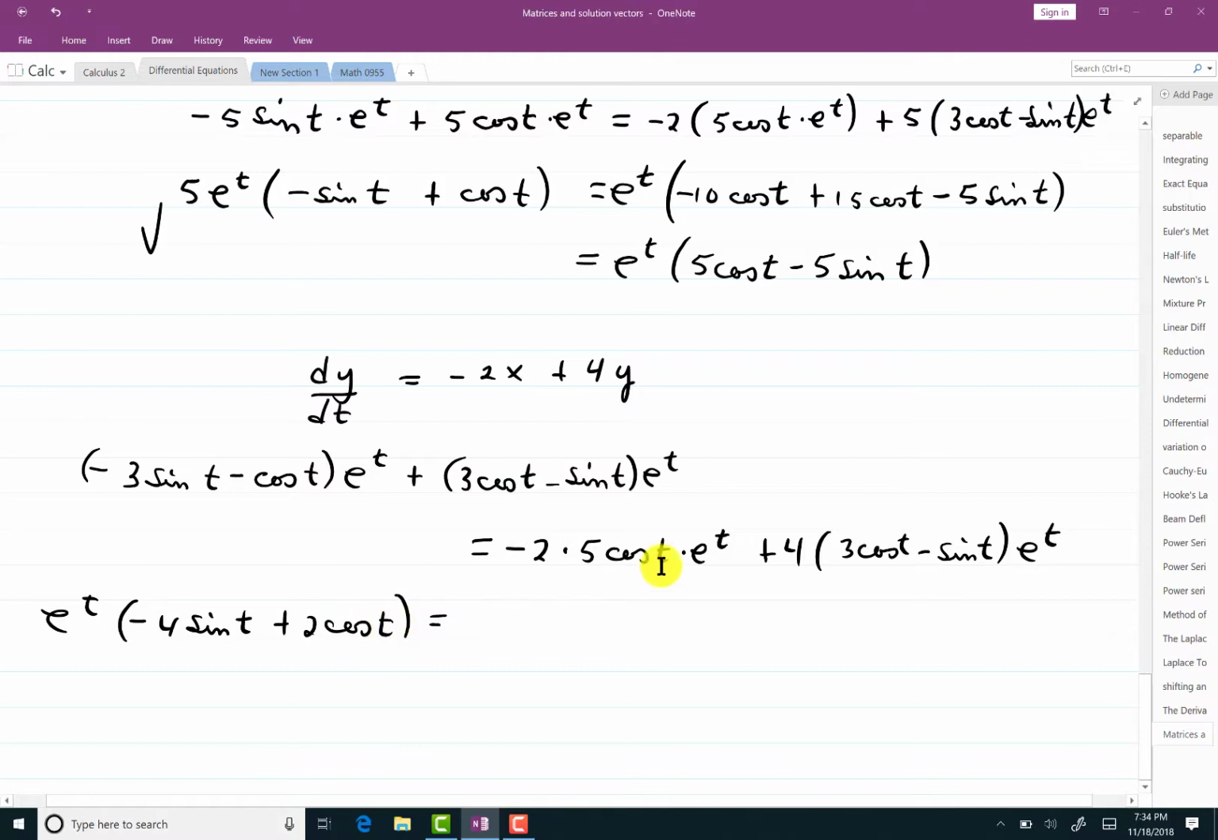I'll do the same game on the other side. I'll pull out an e to the t from everything, and let's see what's left. Negative 10 cosine of t plus 12 cosine of t minus 4 sine of t. And let's see if it jives with my left side. I get positive 2 cosine of t. There it is. Negative 4 sine of t. Gotcha.